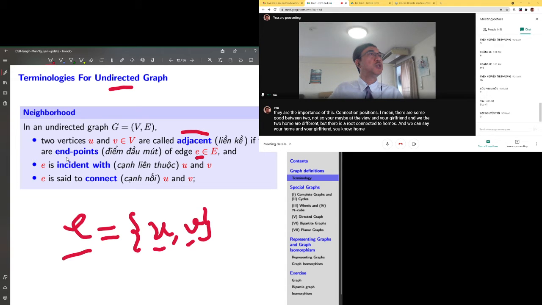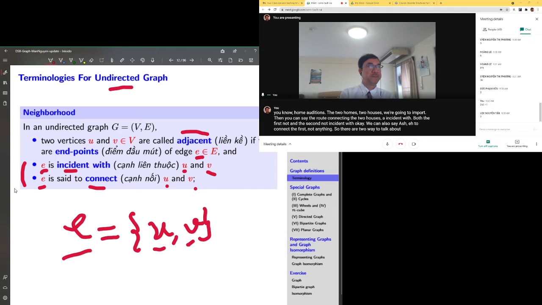The two homes, the two houses, we call the endpoints. Then you can say the route connecting the two houses is incident with both the first node and the second node. Incident with, okay. We can also say the edge E connects the first node and the second node. So there are two ways to talk about E. Okay, the connection E is incident with nodes U and V, or the connection E connects nodes U and V.